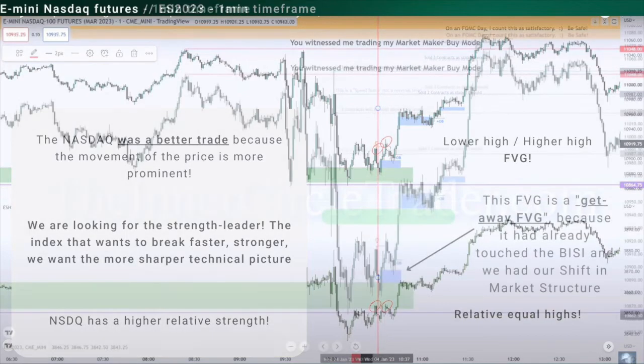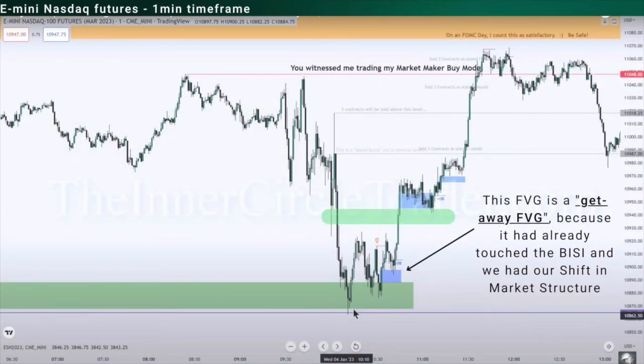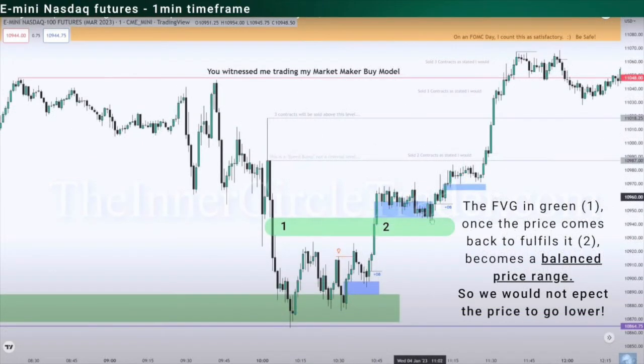Now guys, let's go back to the Nasdaq. This first fair value gap here, that's indicated with the black arrow, is actually a getaway fair value gap. And why, you will ask? Because it has already touched the BISI and we had our shift in market structure and the price wants to get away from it. Let's focus now on the fair value gap that we see here in green.